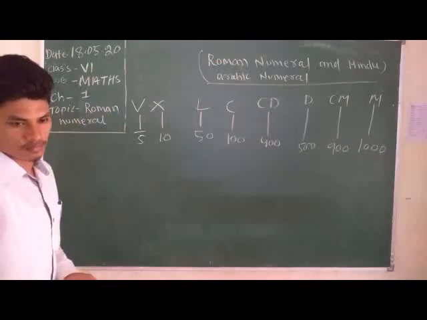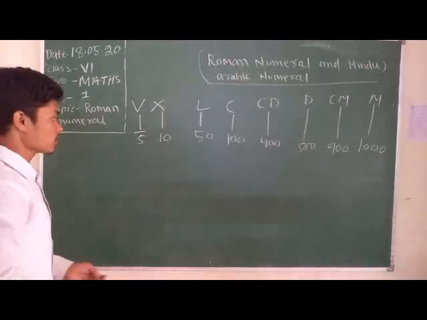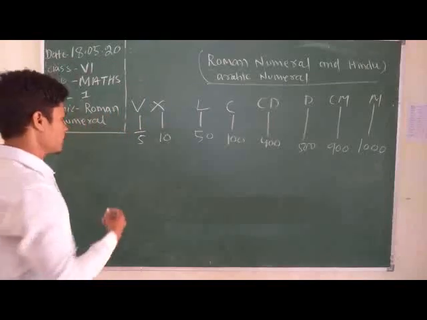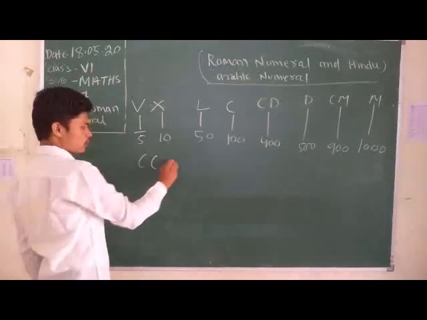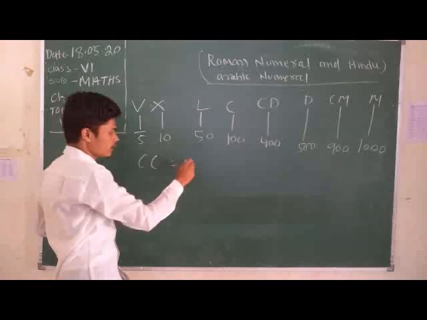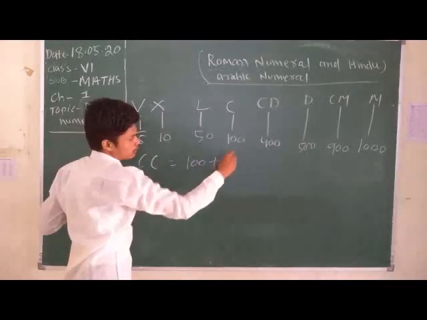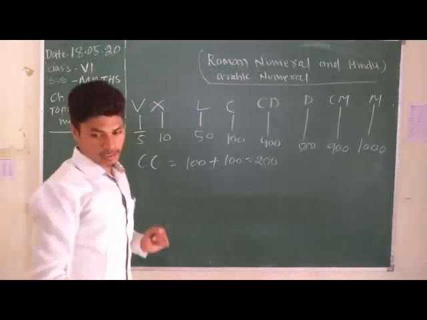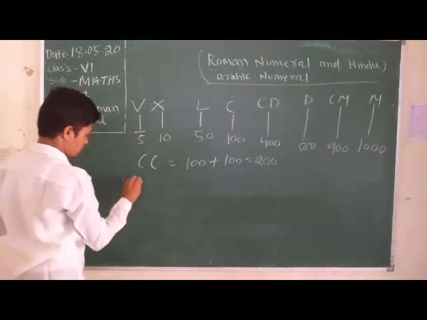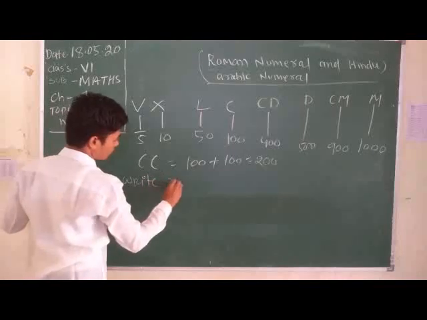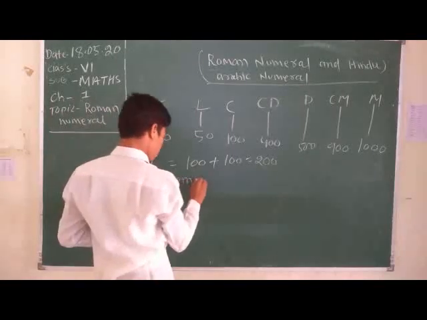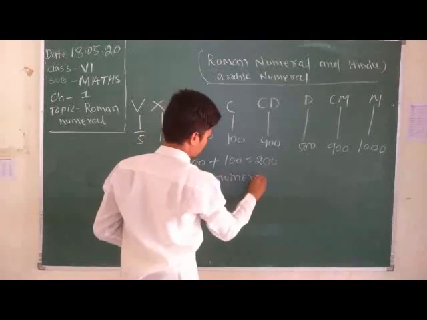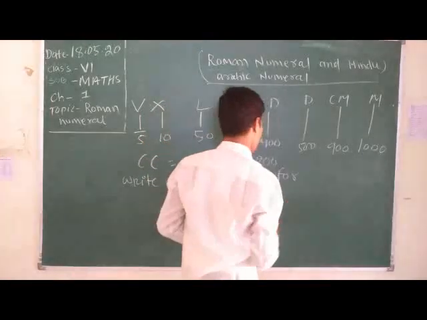Change into numerals. Suppose we want to find CC. We know C equals 100, then 100 plus 100 equals 200. Now we have another question: write the Roman numeral for 4.